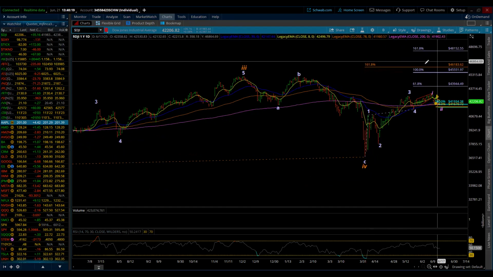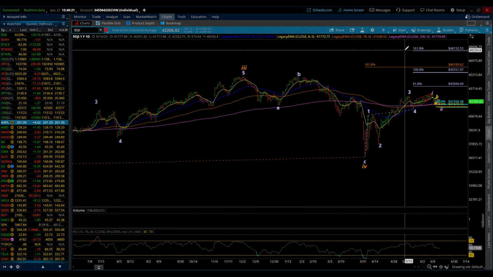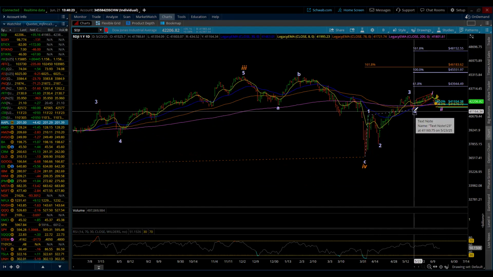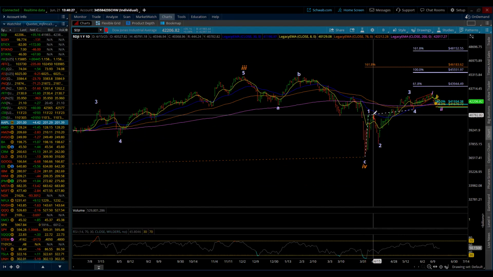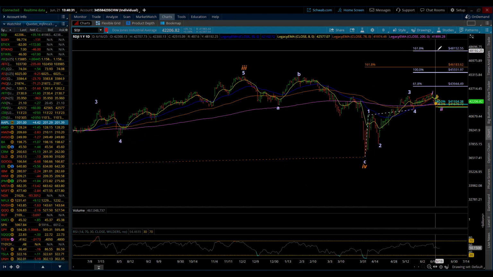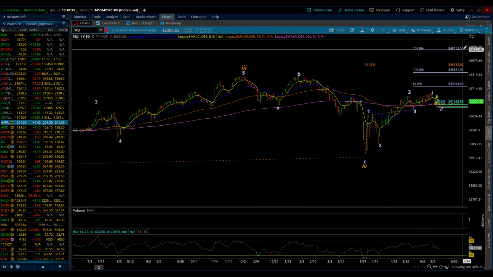So above that, we have one more calculation where minute wave 5 would be 1.618 times the length of minute wave 1. That has to be really good news, by the way, for it to get up there. And that's 48,152. These are just Fibonacci levels. They're technical. They're mathematical.